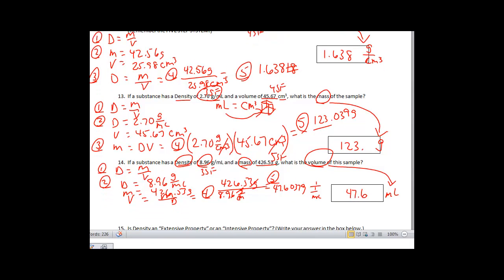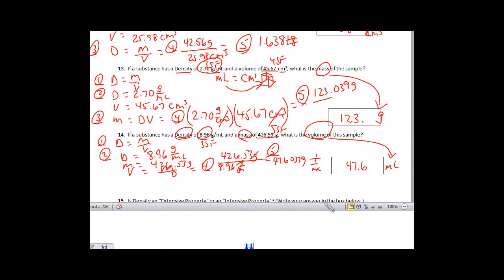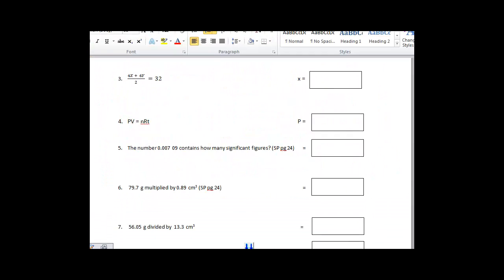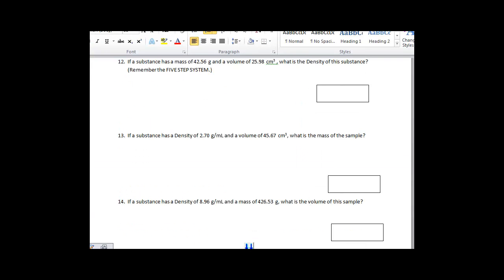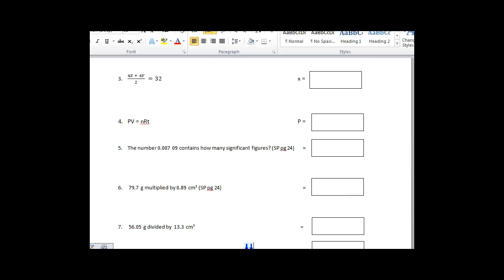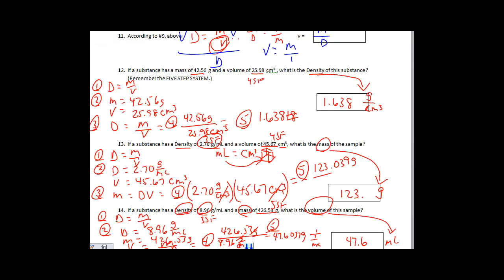Now, the last question was asking about, I don't know how to get there from here. Let me see if I can find it here. No, the last question was asking about whether density is intensive or extensive. Density is an intensive property. Intensive means that it has to do with the composition or the makeup or the properties of the substance. Extensive has to do with the size of the sample.